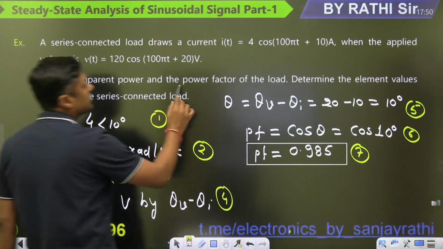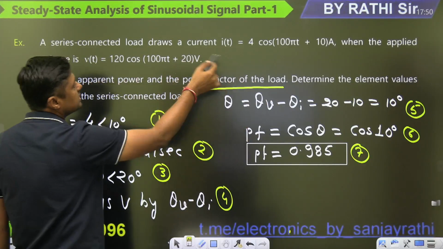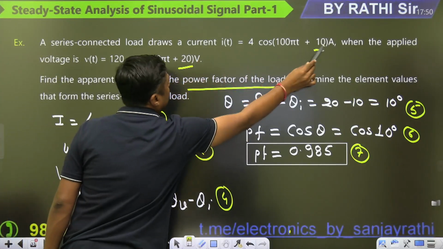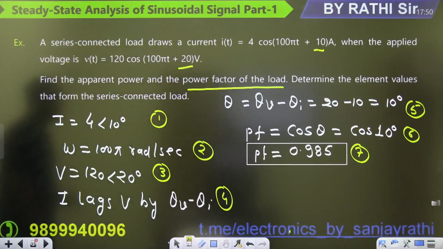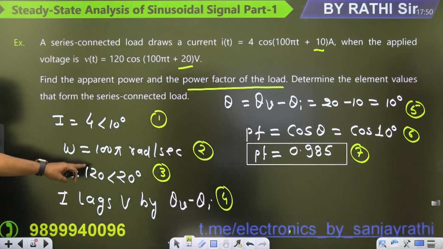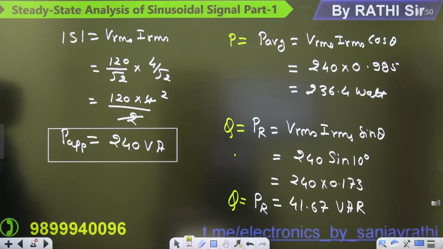What is the power factor? Directly and quickly, 20 minus 10, cos of 10. So directly you can find the power factor. Then apparent power means Vrms into Irms, which is 240 volt ampere. Now average power is given by Vrms Irms cos theta, where cos theta is 0.985. This is nothing but P. Reactive power is Q, Vrms Irms sin theta.